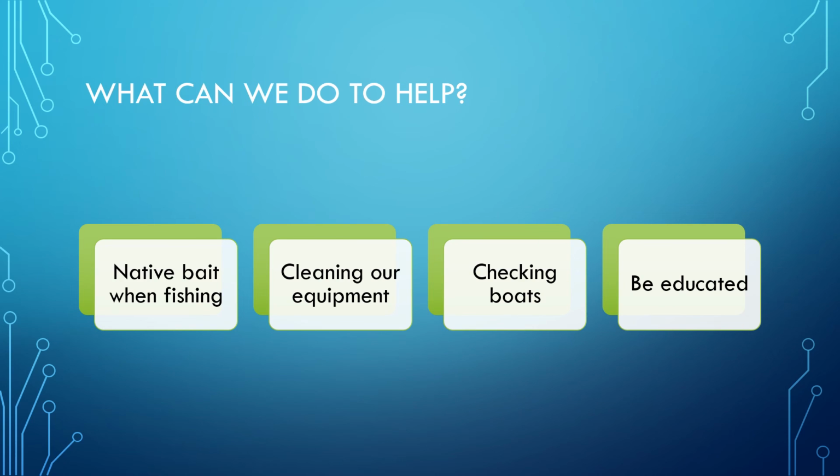So what can we do to help? We can use native bait when fishing and not use different species in different environments as bait. Cleaning our equipment very well, since something like the New Zealand mud snail is very tiny. So making sure that we do a whole cleaning of our equipment when we get done fishing, or checking our boats and keeping them updated to make sure that we are not transporting any other species, and just being educated all around and really knowing your environment and species that are supposed to be in that environment as well.